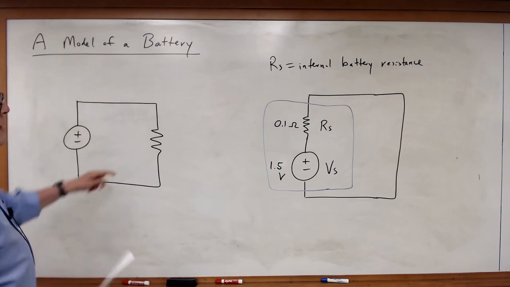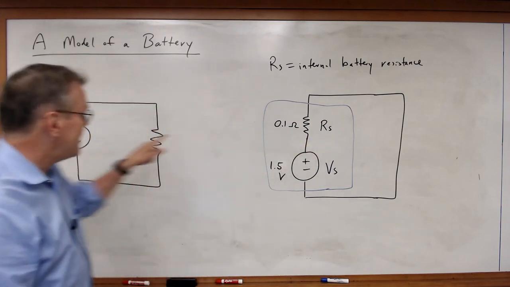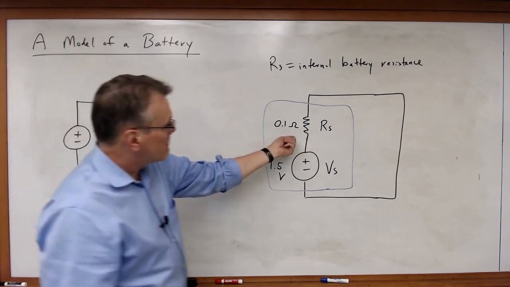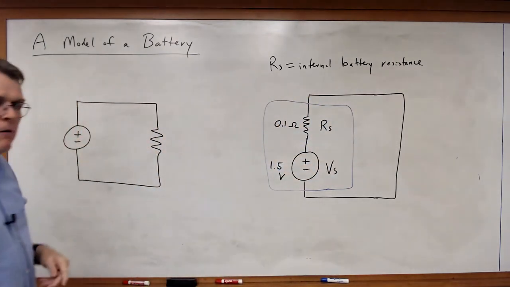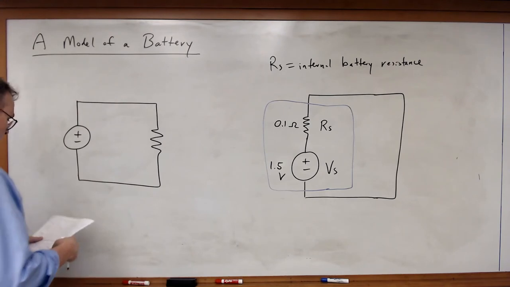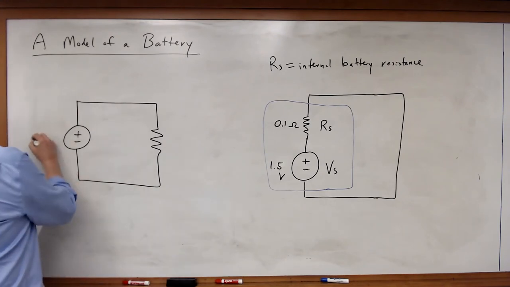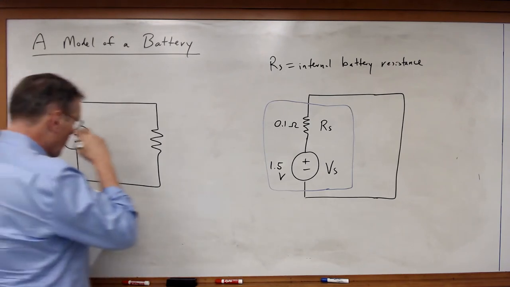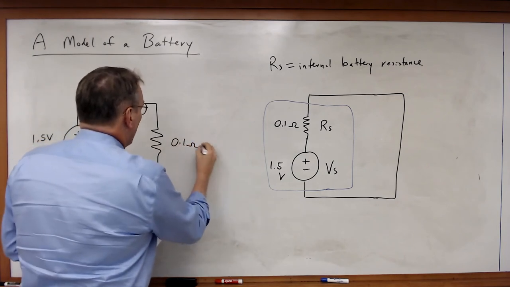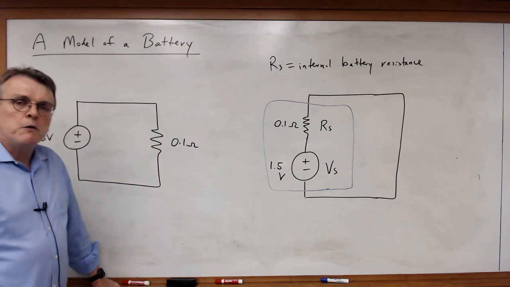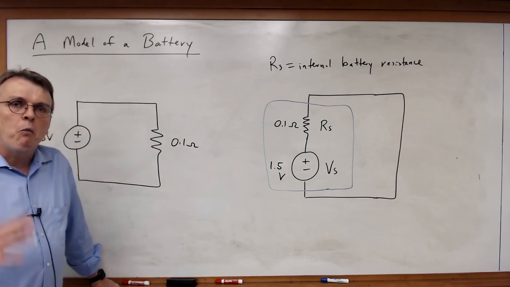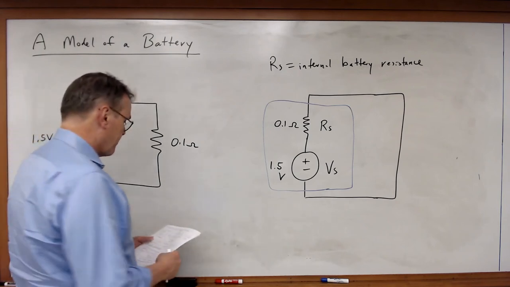So all I've done here is I've taken exactly the same circuit as here. I've simply pulled this resistor along to the other side, but the connectivity between the components is still exactly the same. So in this case, this is 1.5 volts, this is 0.1 ohms. And now we're going to use Ohm's law to calculate what is going on with this battery.